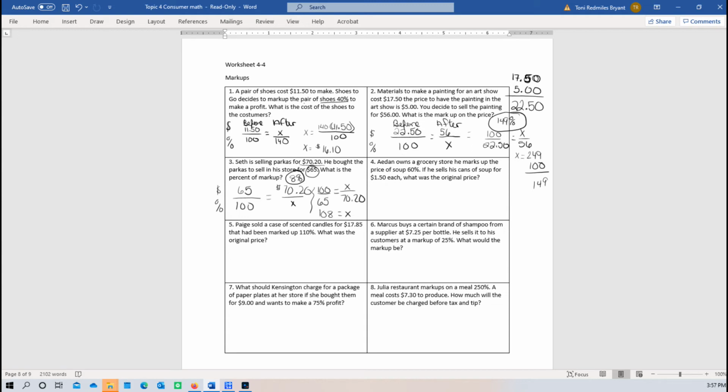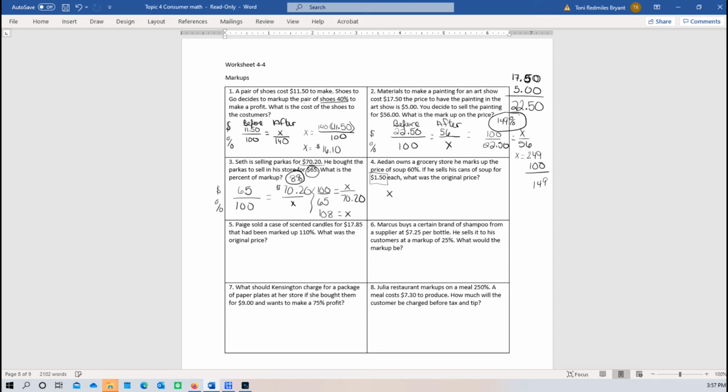All right, Aiden owns a grocery store. He marks up the price of soup 60%. If he is selling his cans of soup for $1.50 each, what is the original price? So money, he sells his cans of soup for $1.50 each. So this is the selling price.